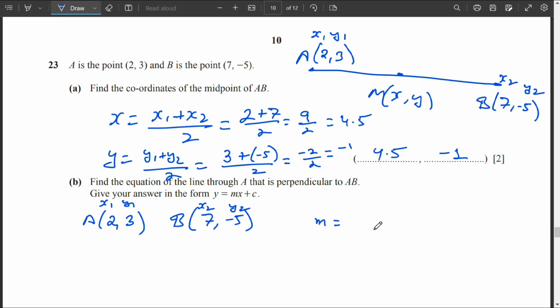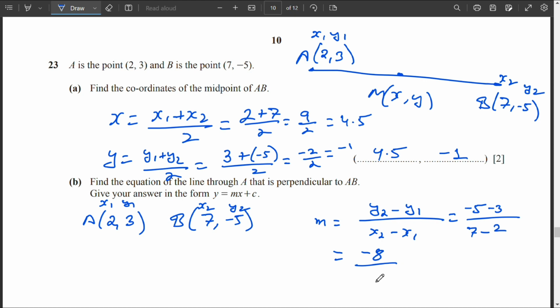Now what is the slope? The gradient is given as (y2 minus y1) upon (x2 minus x1). So y2 is minus 5, y1 is actually 3, so y2 minus y1 is minus 5 minus 3. x2 is 7 minus x1 is 2. So this is minus 8, and 7 minus 2 is actually 5.